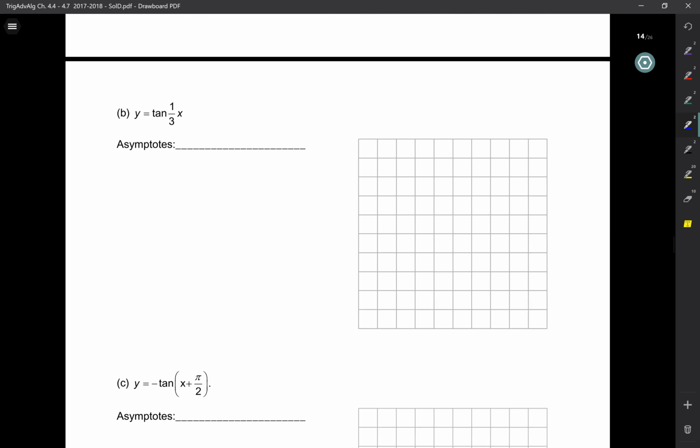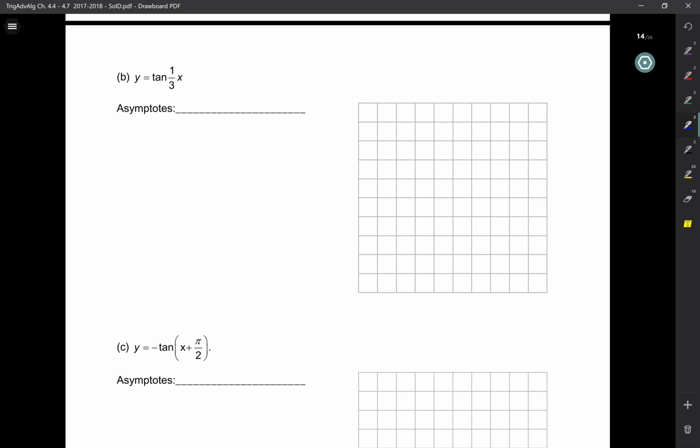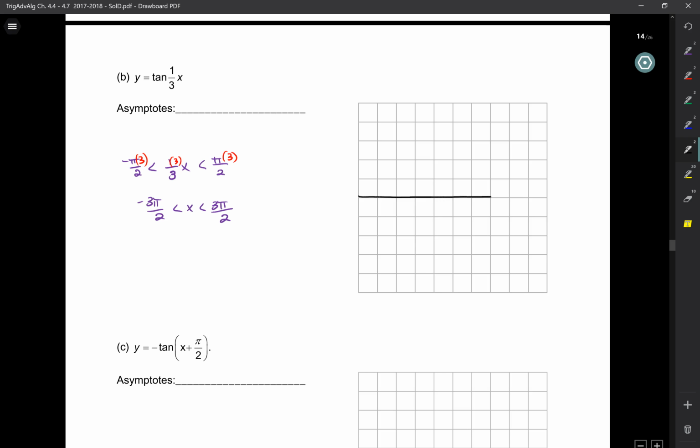So let's do this tangent. We're going to go from negative pi over 2 to pi over 2. What do I put in the middle? And I multiply by 3, so I get, right. Okay, so those are where my asymptotes are.